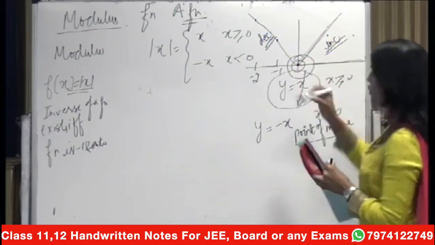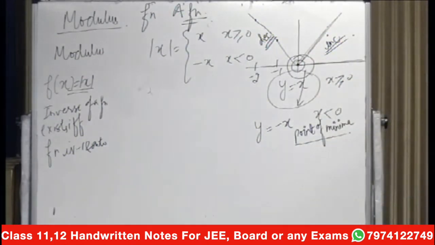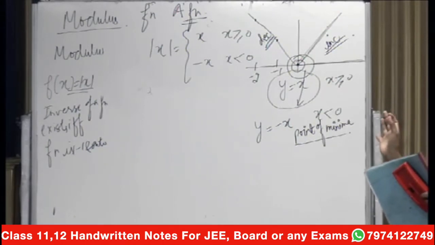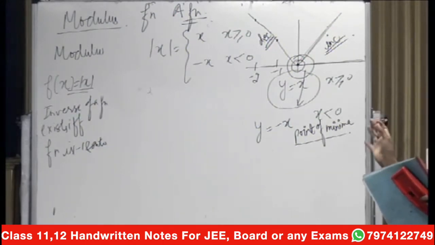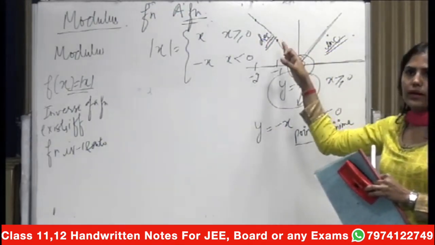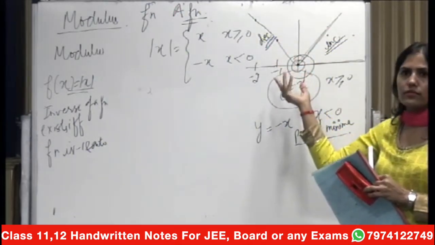Here the value of the function is minimum. By the graph you can check so many things. Is this function continuous? This function is continuous because there is no break in the graph. So this function is continuous.